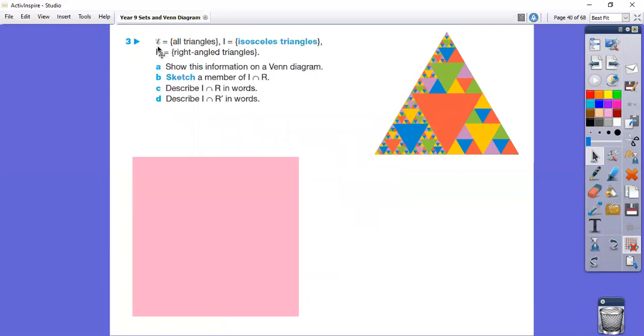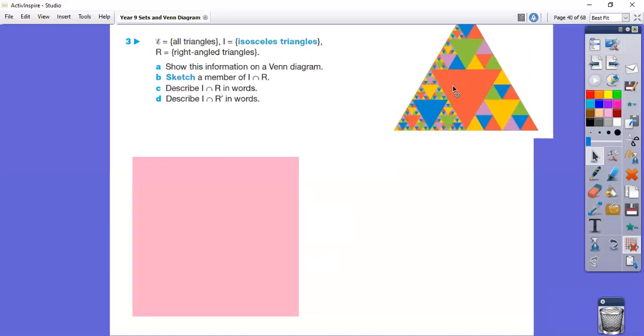So question 3: the universal set is all triangles. Set I is isosceles triangles and set R is the right angle triangles. Show this information on a Venn diagram. Sketch a member of I intersect R. Describe I intersect R in words, and describe I intersect not R in words.